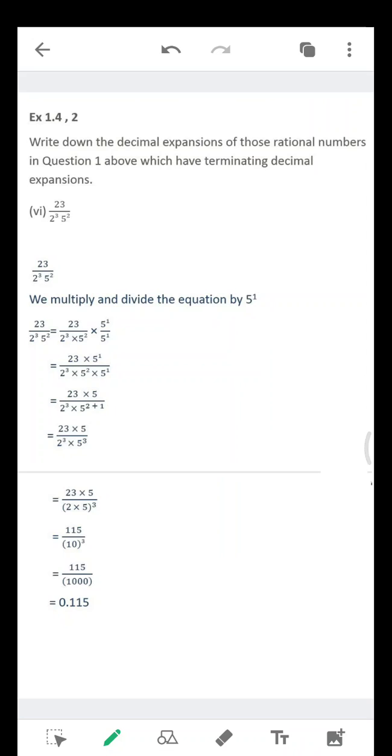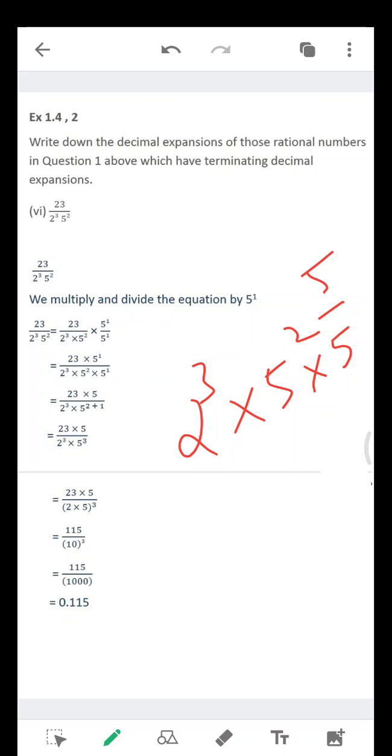Similarly, I'll take one more example, the sixth one, 23 by 2 power 3 into 5 square. So here you have 2 power 3 and 5 square. They are not equal powers. So I'll make the powers equal by multiplying by 5 by 5 here. The numerator is 23 only. So why am I multiplying by 5 by 5? Because I want to make this 5 square into 5 power 3, such that I get equal powers of 2's and 5's.